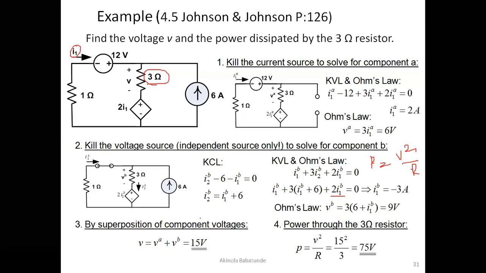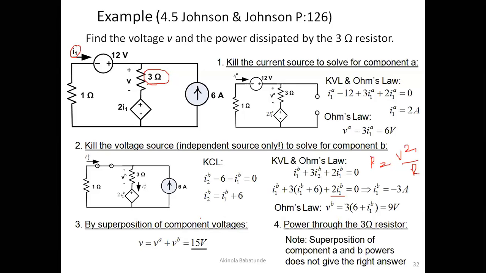One important point I would like to mention here is that superposition of the powers of components A and B does not give the right answer. You can try to superimpose for power, say you want to find PA and then find PB and then add PA and PB together. It doesn't work that way. That's not how it works, okay?